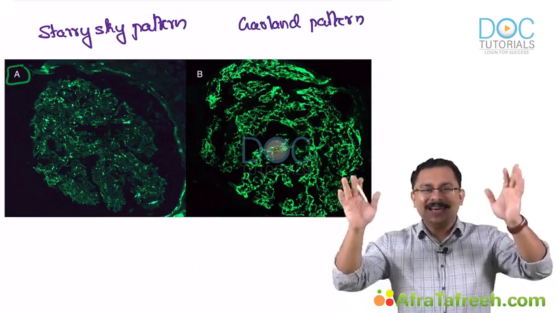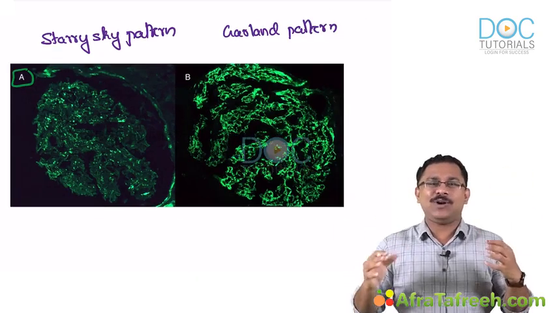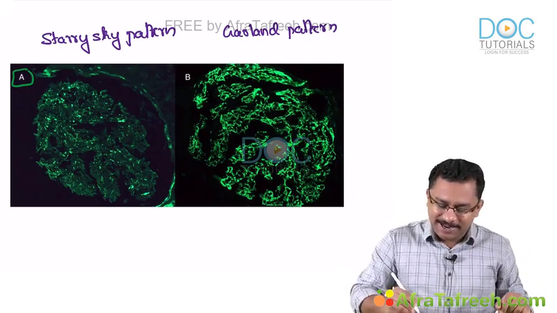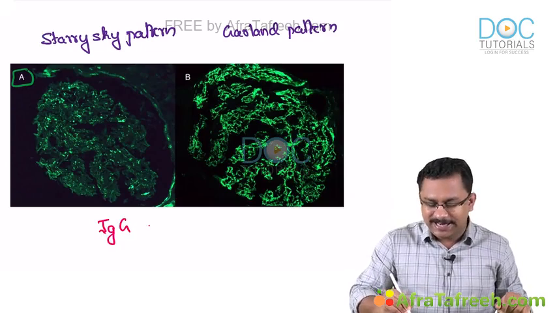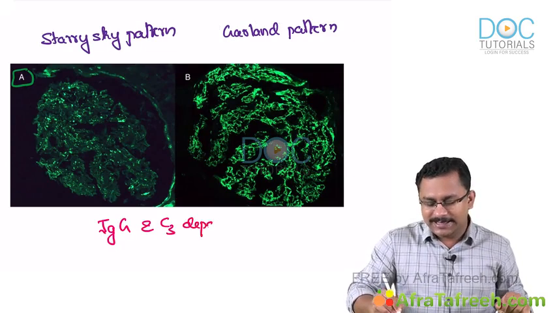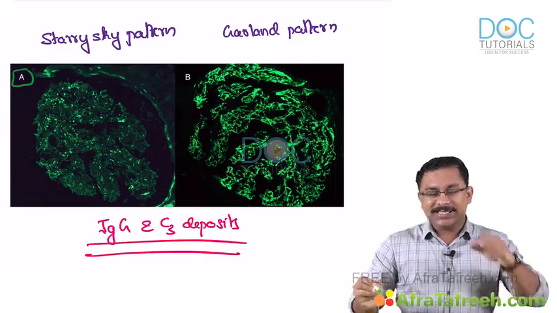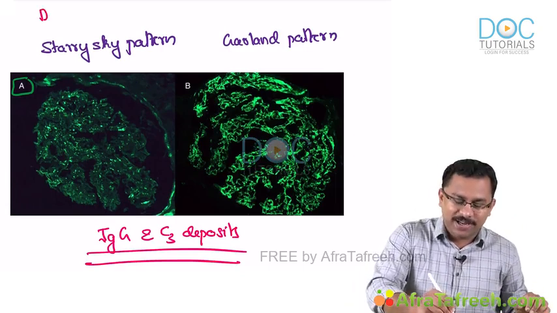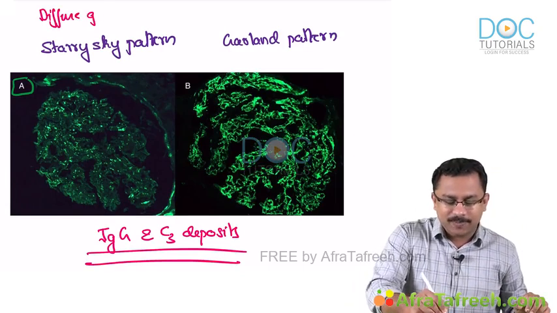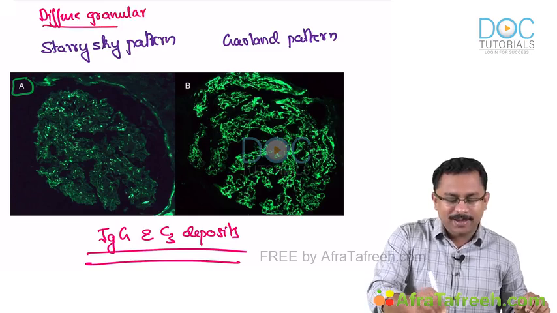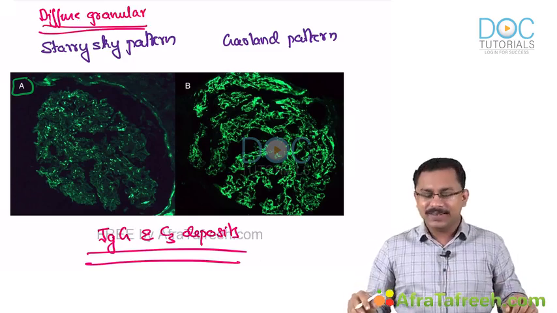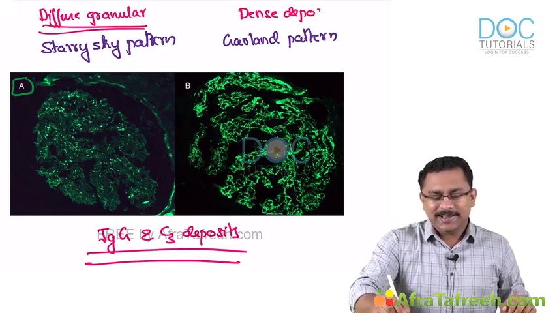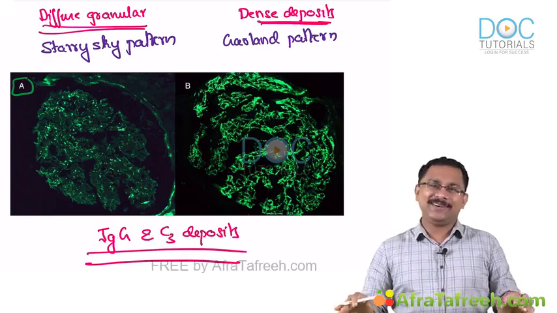So let me tell you that in case of infection related glomerulonephritis, in immunofluorescence, you will have deposits of IgG and C3. This IgG and C3 deposition can either happen in a diffuse granular manner, which is called a starry sky pattern, or it can be in the form of slightly dense deposits that is referred to as a garland pattern.